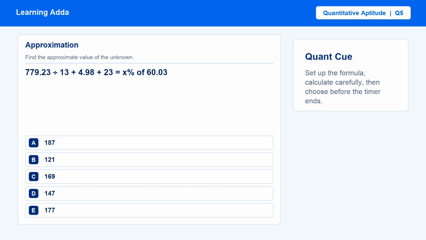Question 5. 779.23 divided by 13 plus 4.98 plus 23 is equal to x% of 60.03. Option A, 187. Option B, 121. Option C, 169. Option D, 147. Option E, 177. The timer starts now.